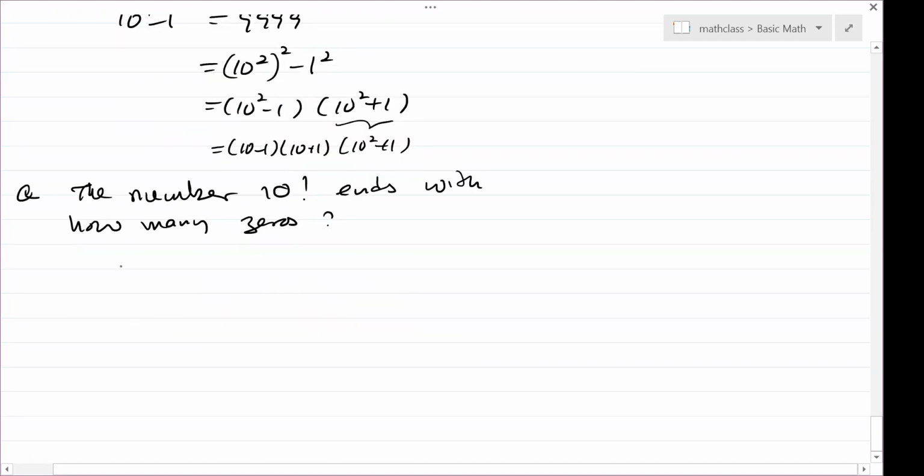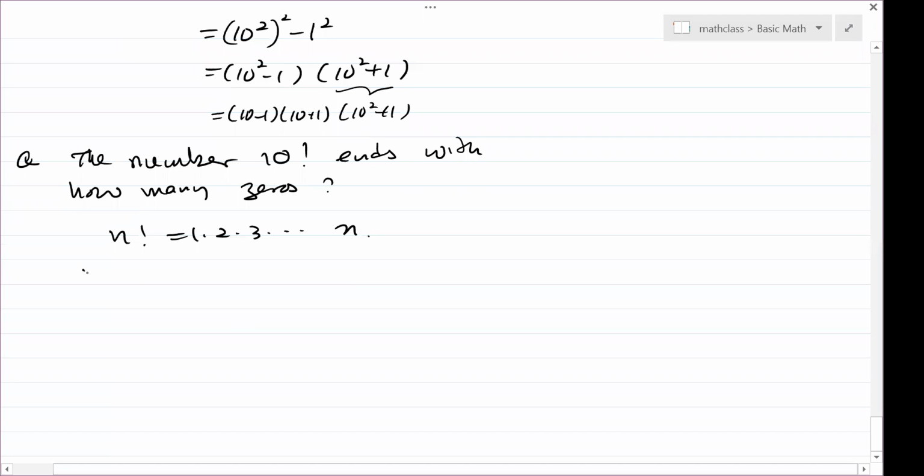N factorial by definition is 1 times 2 times 3 all the way to n. So please work out this problem. Many students say 2 zeros.